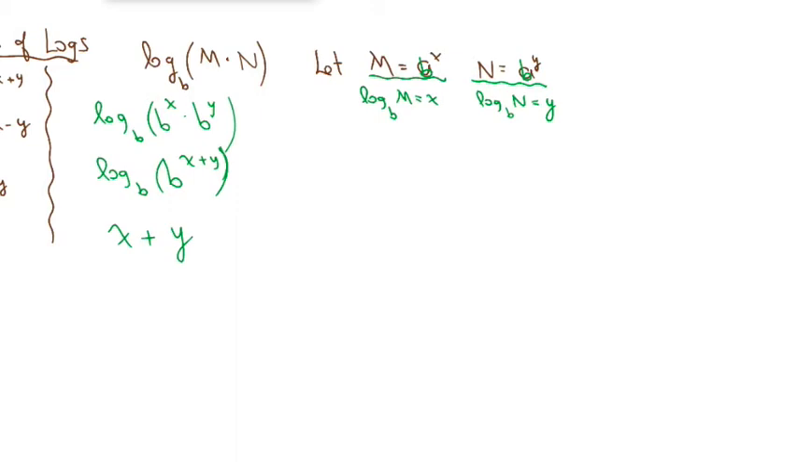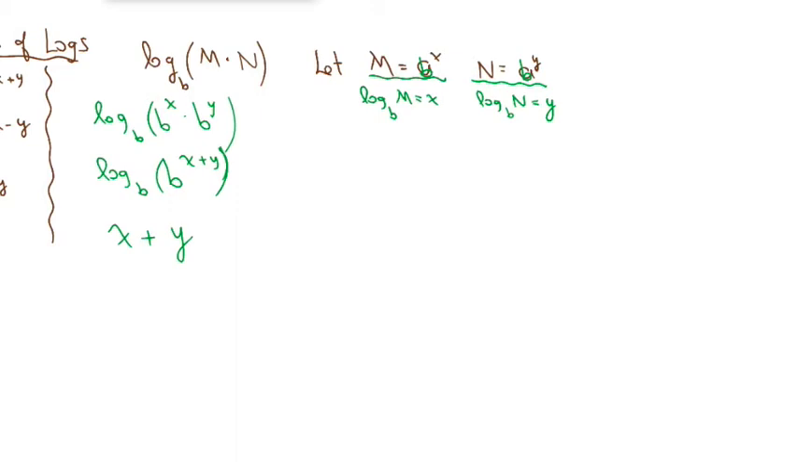Another way we could have reasoned is that log and exponential functions are inverses of one another, and when they touch each other, they go poof. They just disappear. So this log base b and this b all go poof, and you're left with x plus y. It's another way of looking at it, but most people don't like that.